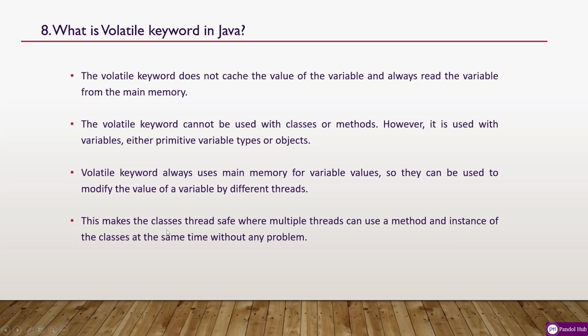So this makes the classes thread safe, where multiple threads can use a method and instance of the classes at the same time without any problem. So if you're going with volatile, every time a thread is going to read it, it reads from the main memory and it writes to the main memory. So there is no consistency problem, because every thread reads from a single place and writes to a single place. So it provides thread safety for all the classes when multiple threads are accessing the variables which are volatile.